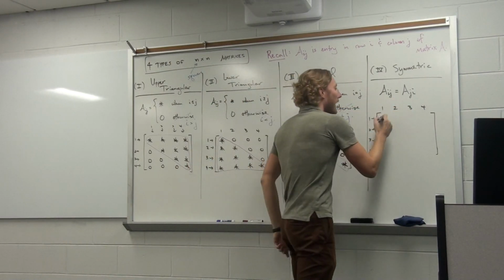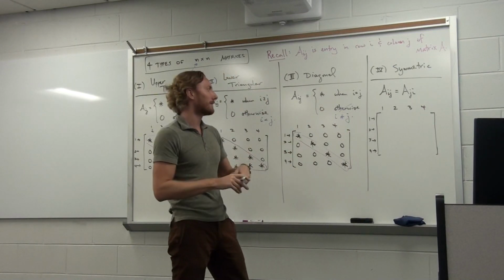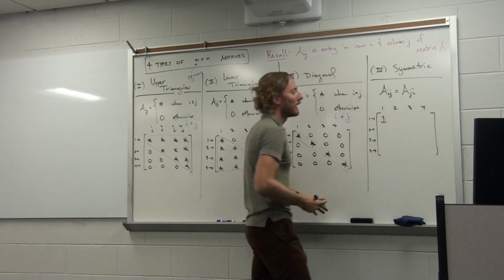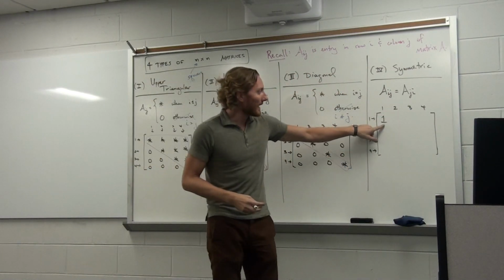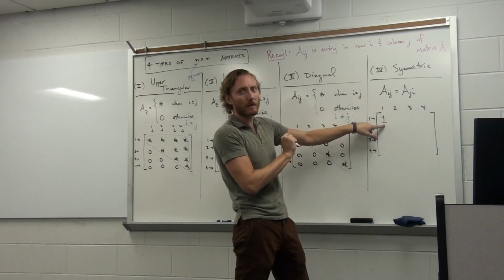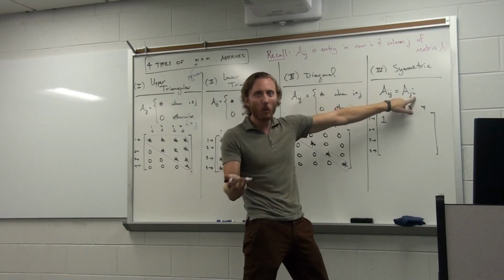Let me fill in the values for this matrix sequentially, and I'll just start with 1. Why not, right? Okay, so I'll start with 1 in the 1, 1 entry. Now, based on the definition of symmetric matrix, what is in the 1, 1 entry has to be equal to what's in the 1, 1 entry.